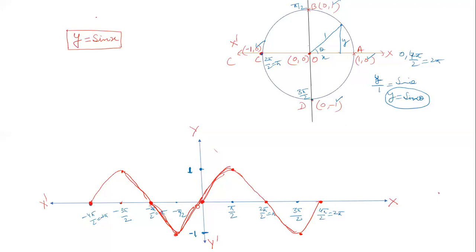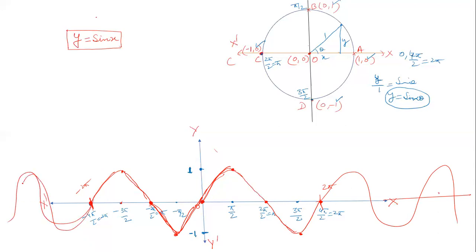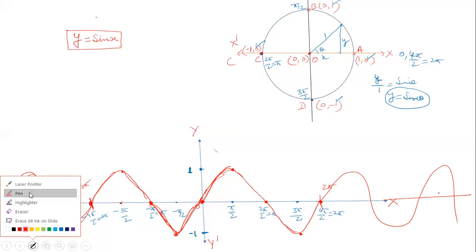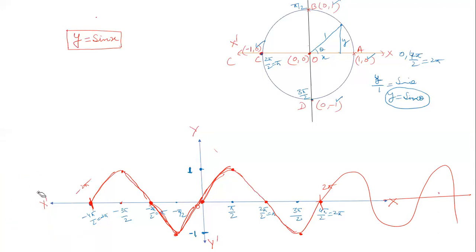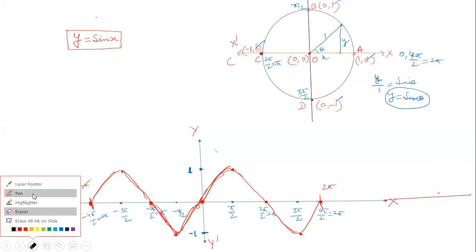So we can see the graph of y equals sin x. This graph I have drawn from minus 2 pi to 2 pi. If we extend it, it will go in the same way in this direction also. So this is the graph of y equals sin x.